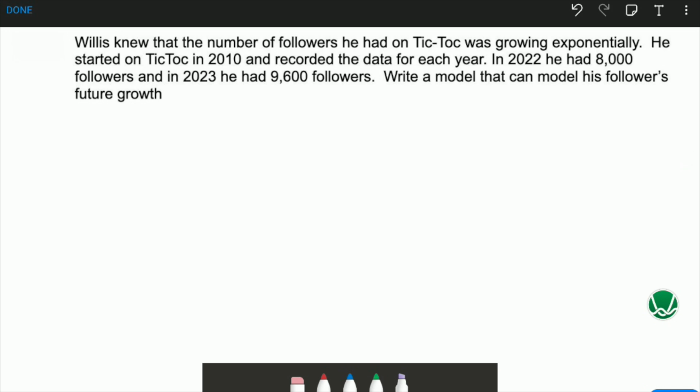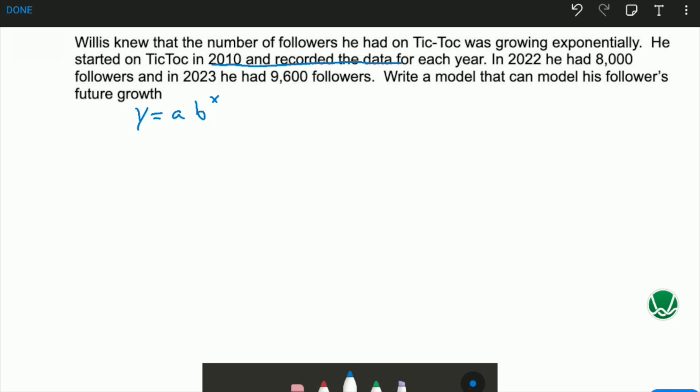So if we go through this, we don't actually have the starting information this time, from when he started in 2010. So what we're going to have to do is work a little bit backwards. We do know 2 years, 2022 and 2023, but he is starting in 2010. So if we set up the general equation for exponential growth, which again is y equals a times b to the power of x, we can work ourselves backwards to find everything.